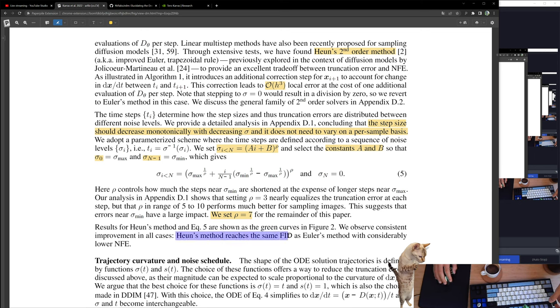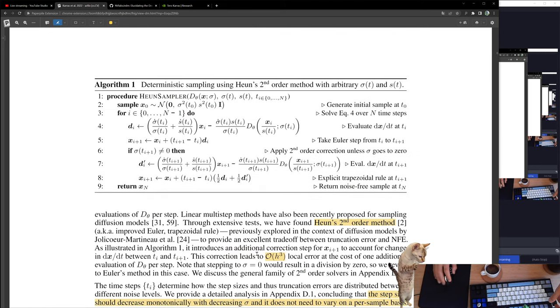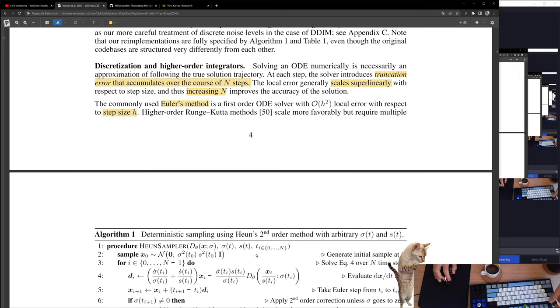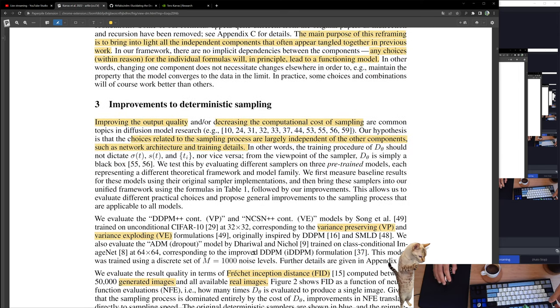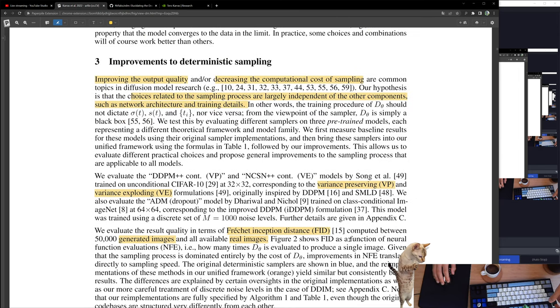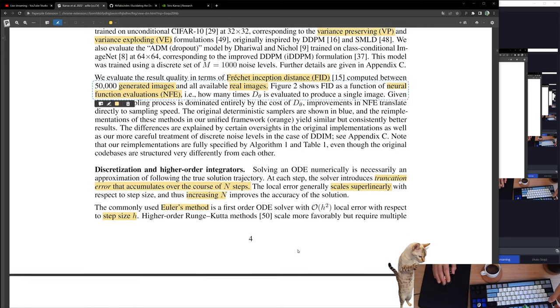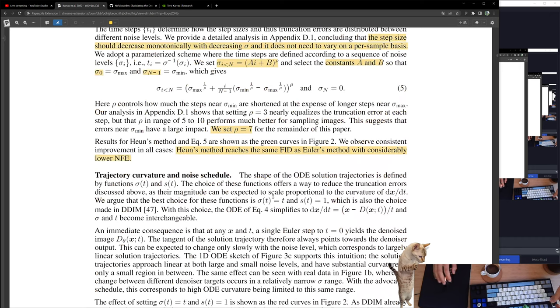Heun's method reaches the same Fréchet inception distance as Euler's method with considerably lower NFE. Neural function evaluations. All right, so inferences.